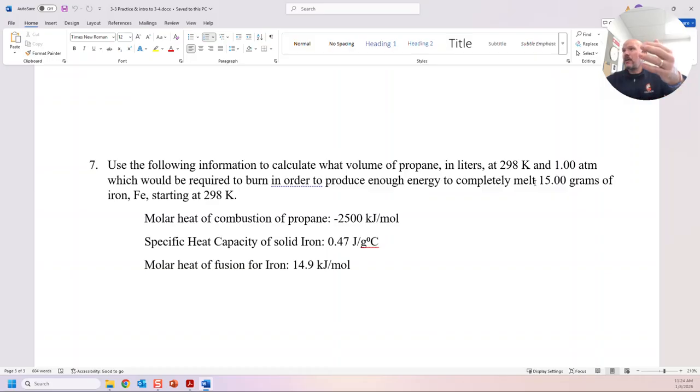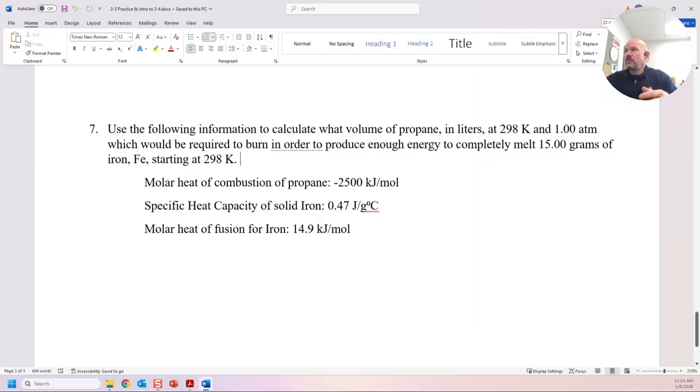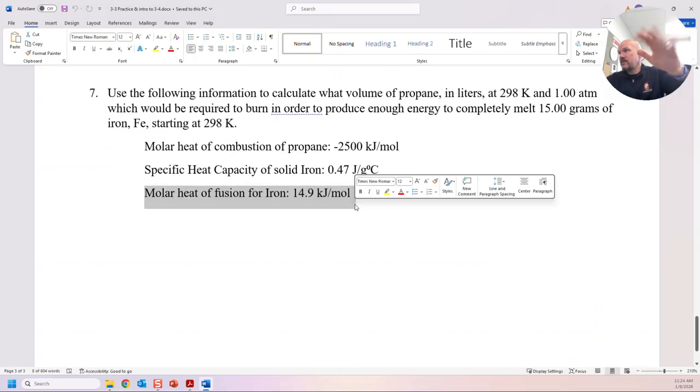So just like that previous problem, the gold question, we're going to have to do Q equals mCΔT to heat the iron from room temperature here, 298 Kelvin, to its melting point, 1811 Kelvin. And then we would use the molar heat of fusion that they gave us to figure out how much energy is required to melt 15 grams of iron at the melting point. And we would add those two energy values together, and that would be the total energy.